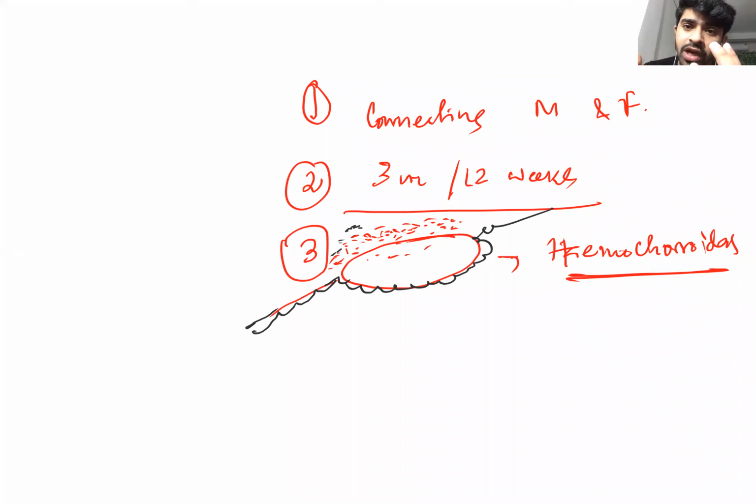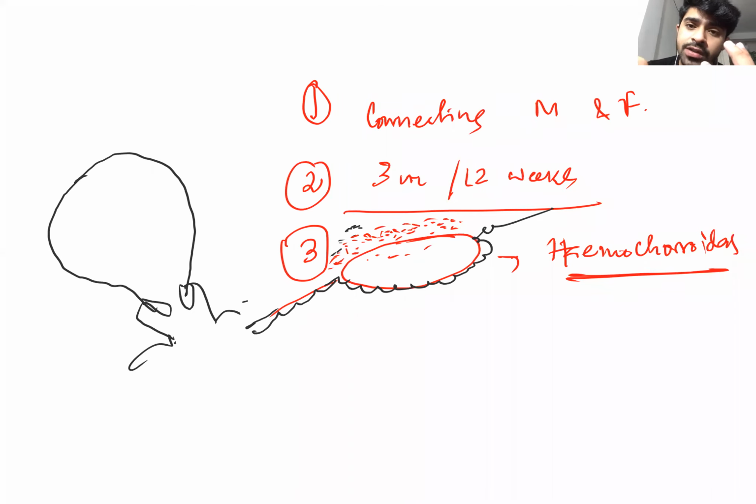So I am drawing for you right now, because some of you might be confused. Suppose this is the mother's cervix, this is the mother's vagina, like this. Suppose this is the fetus, this is the placenta, and this is the umbilical cord.